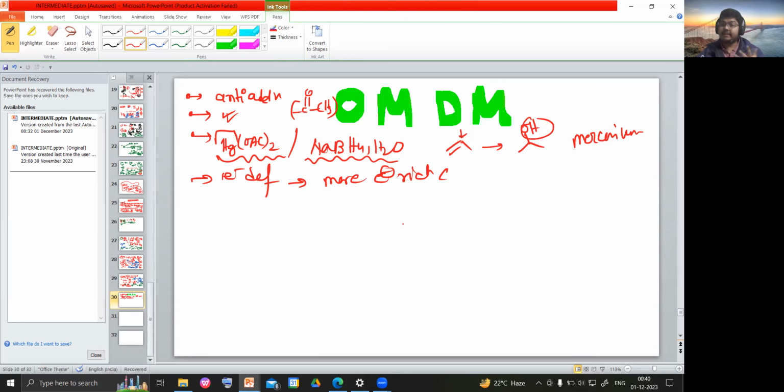BH3 was added in syn fashion from the same side, but this is going to attach in anti fashion. How? Let's look at this. Suppose this is our same alkene. Reagent is Hg(OAc)2. This alkene will attack with the more electron rich center. This will attack mercury and one OAc will be removed. Okay. So what will happen? HgOAc.